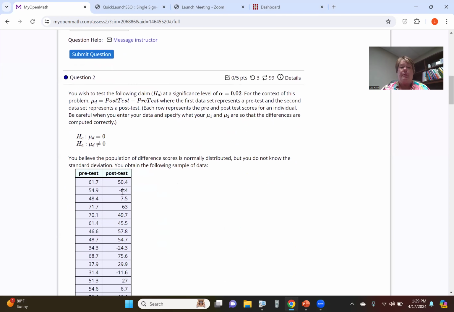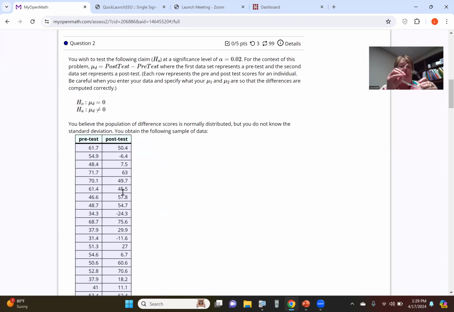So let's look at question 2, and I'm going to put my glasses on so I can read this. You wish to test the following claim, H sub A, at a significance level of alpha equals 0.02. For the context of this problem, mu sub D, so the differences in the means, is going to be post-test minus pre-test. And that'll help us put the data in our calculator if we know that we're looking at a difference that's post minus pre. Where the first data set represents a pre-test and the second data set represents a post-test.